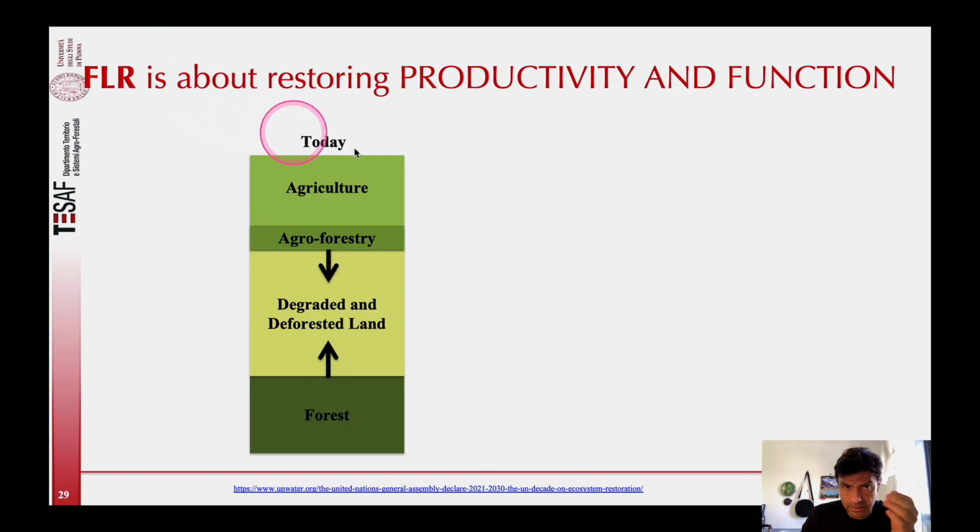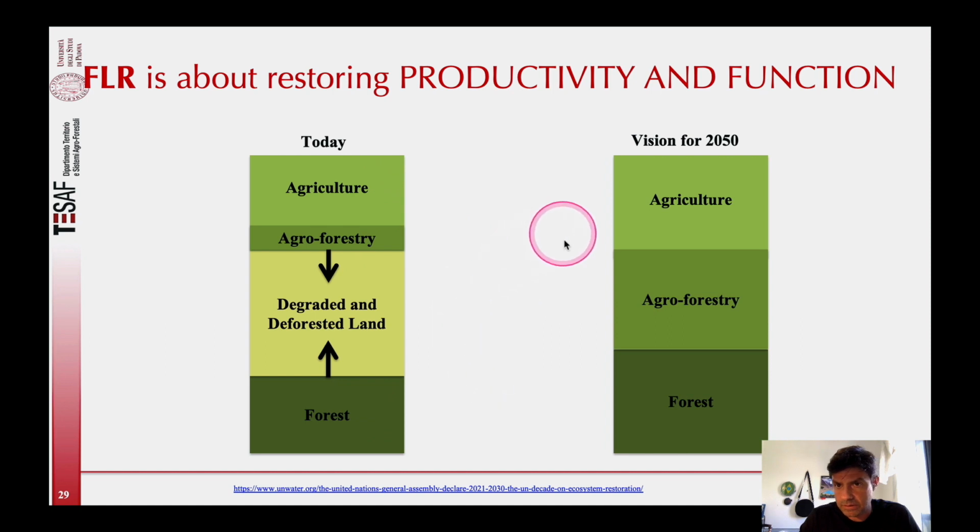So basically, FLR is about restoring productivity and the function of a landscape or of a specific place. So imagine that nowadays in a given landscape, the land use is based on agriculture, agroforest, forest, and many degraded and deforested lands. So through many actions, that's the future vision that we have to agree with the stakeholders to come up with specific action strategies. For example, intensify the production of agriculture, improving incomes and also reducing the opening of new areas for that end.